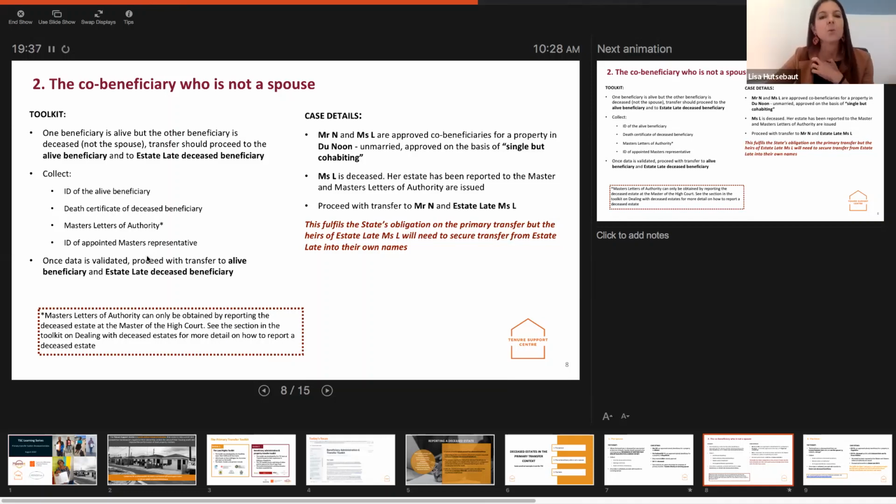Correct. Yes. So we have actually done this practically. We've received a title deed from the city, registered in the name of estate late. So the city ticks it off. We've done our primary transfer. We are happy. And basically we then take the title deed and we do a deep dive into the heirs. We see what's been reported at the master as to who the heirs are, and we then do the on-transfers from the estate into the names of the heirs.